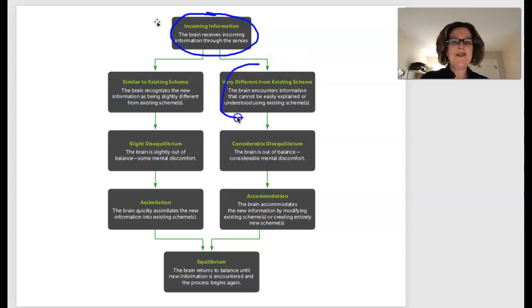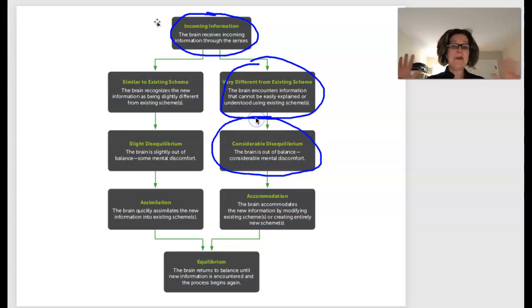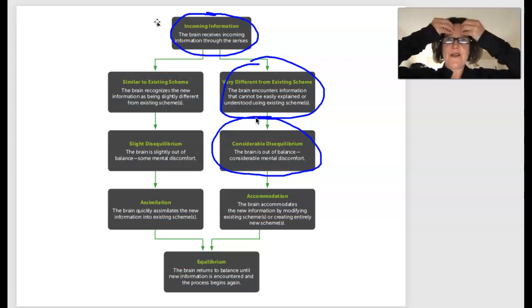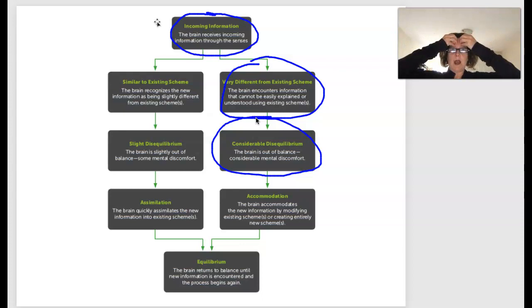So the brain encounters information that cannot be easily explained or understood using existing schemas. So it's like, wait, this is wrong. This animal should not make that sound. It should make a meowing sound. So there's considerable disequilibrium. So the brain is out of balance. The child cannot figure out what this animal is because it doesn't fit how they've organized their ideas in their heads.